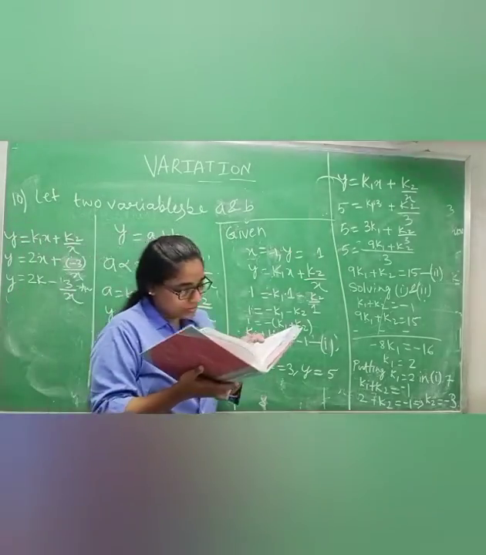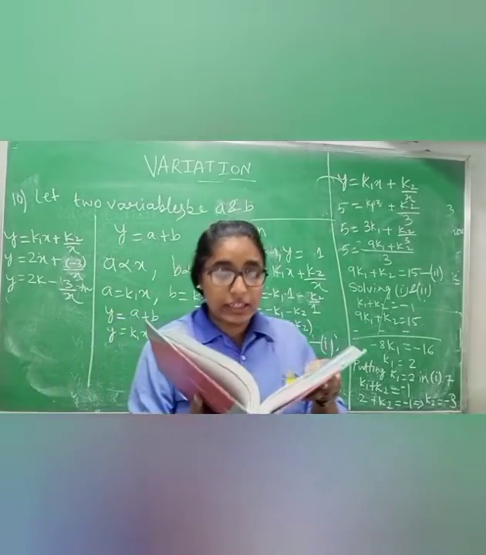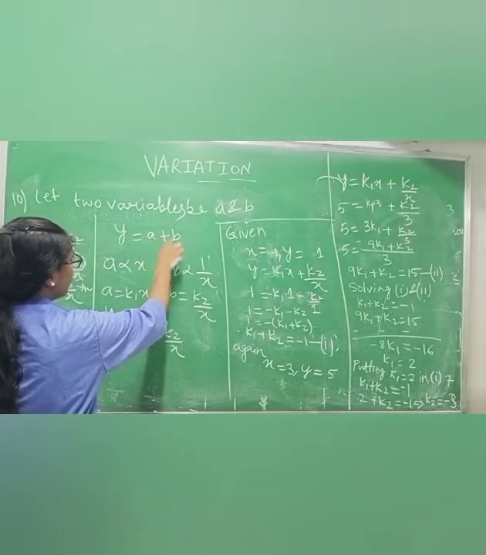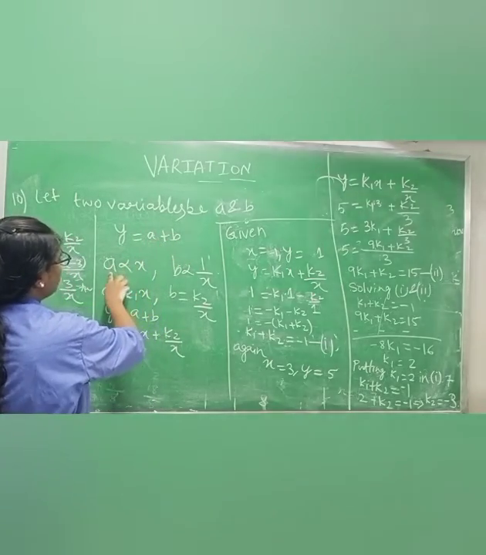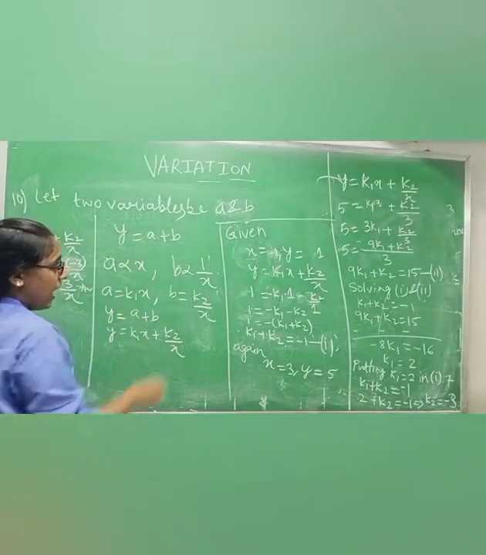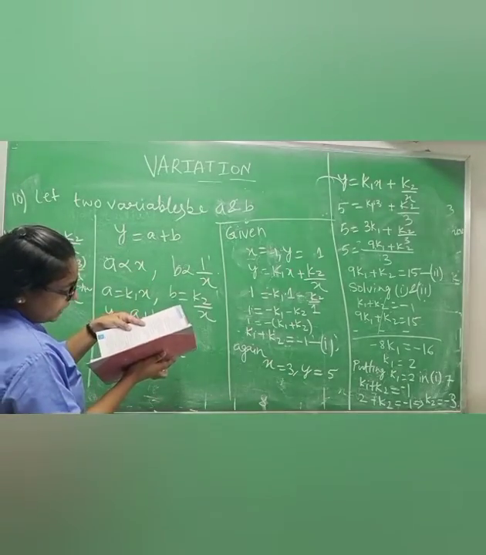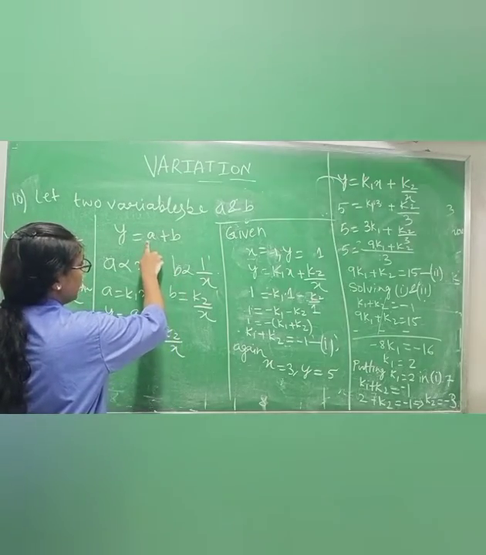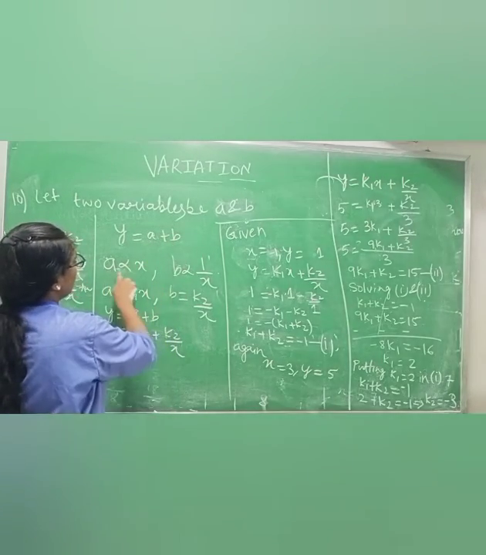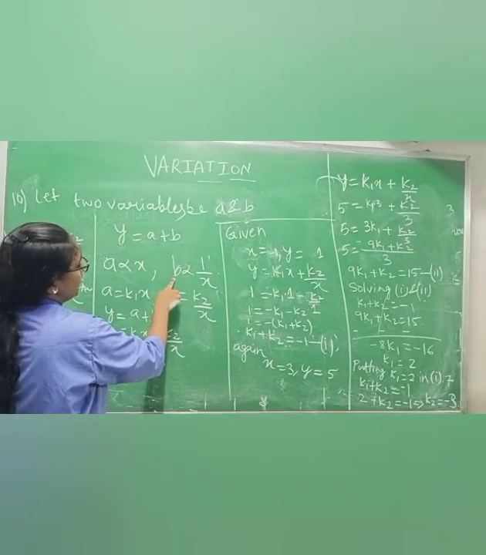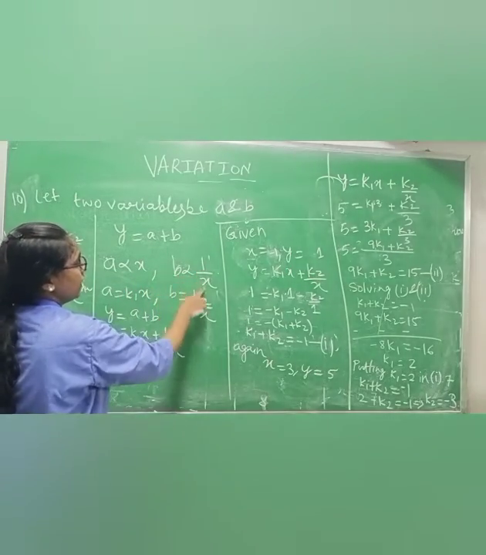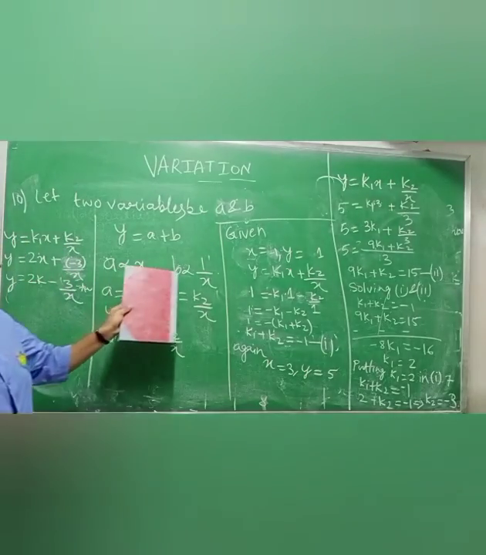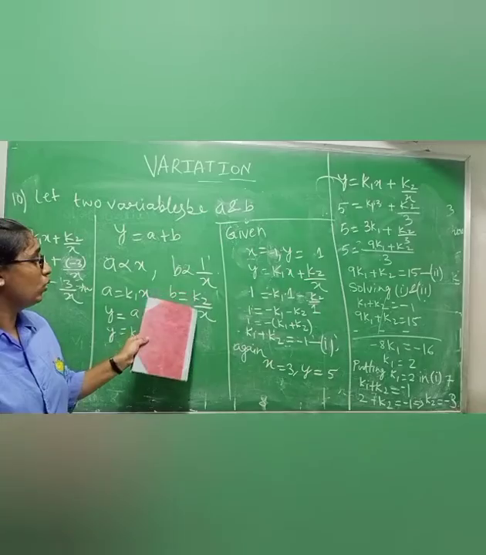After that it is written, one of which varies directly with x. One of which means either A or B. I am taking A. One of which, A, varies directly with x, and another, B, varies inversely with x. Now I am removing this variation sign and giving A equals k1 x, then removing this variation sign and giving B equals k2 by x.